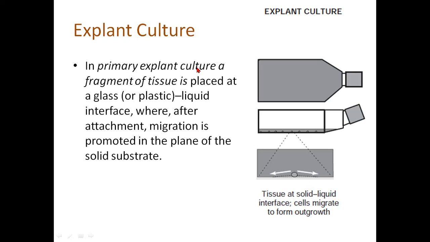Next we move on to the explant culture. In primary explant culture, a fragment of tissue is placed at a glass liquid interface, whereafter migration is promoted in the plane of the solid substrate. In organ culture we used a complete organ. In explant culture, what we use is a fragment of a tissue, not the complete organ but a fragment of that organ. We culture it on the glass or plastic and liquid interface.